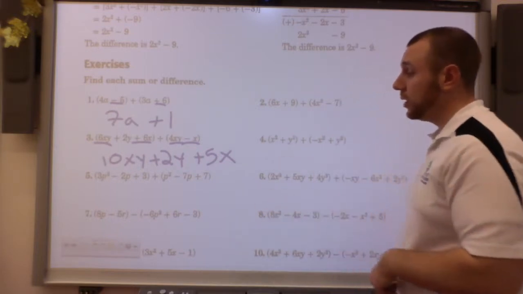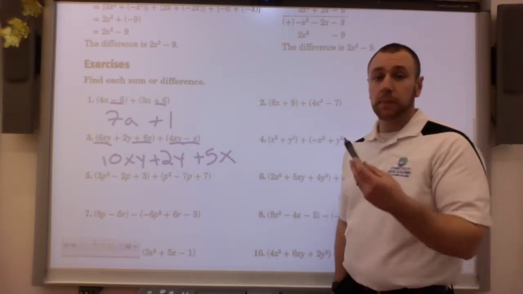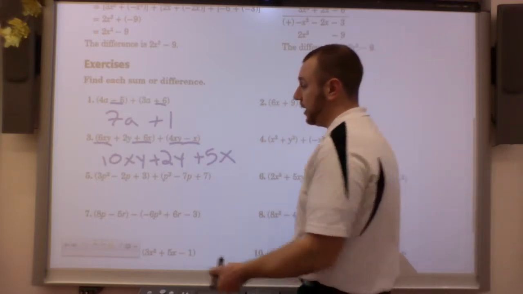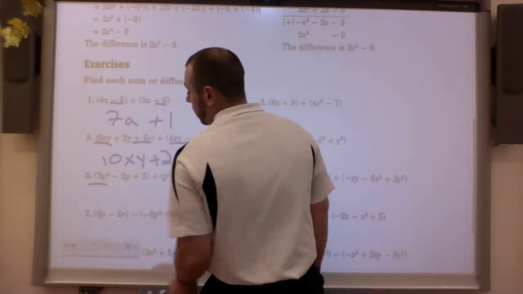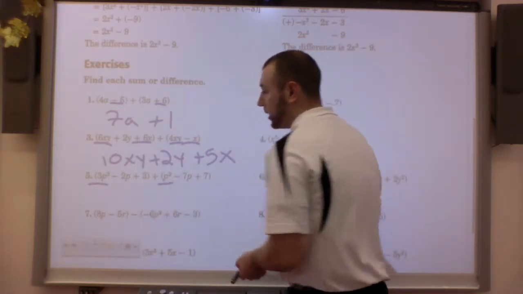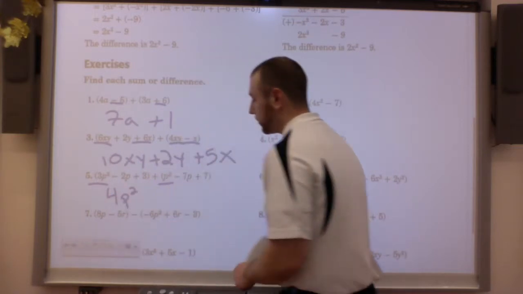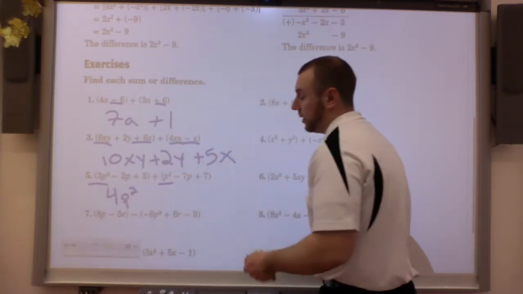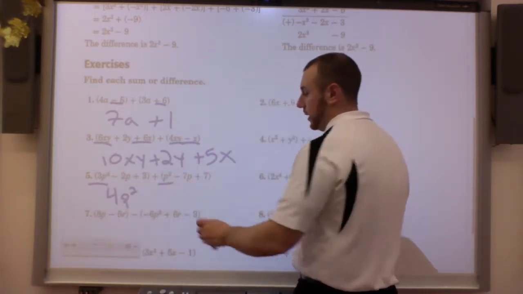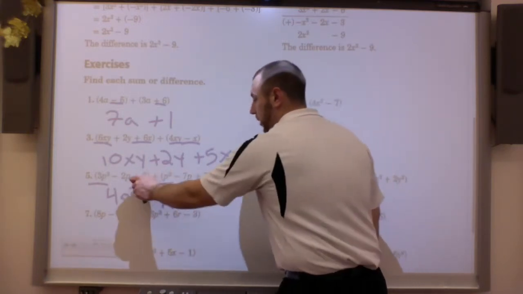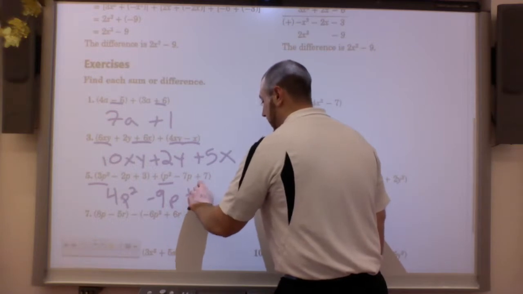And the same goes with exponents. So the p squareds and the p's don't go together. So for 5, again, it's a plus. 3p squared plus another p squared, that's 4p squared. Minus 2p minus 7p minus 9p plus 3 plus 7 is plus 10.